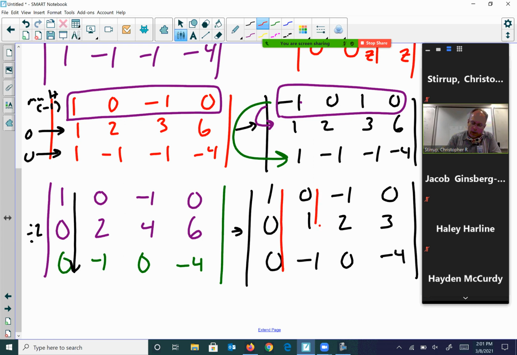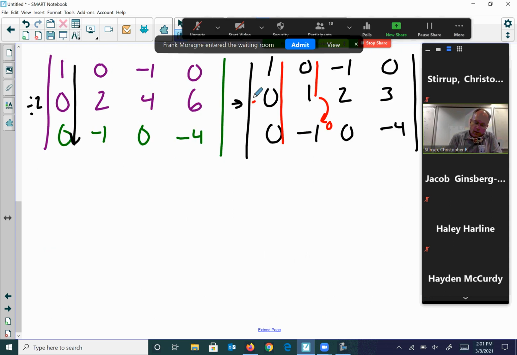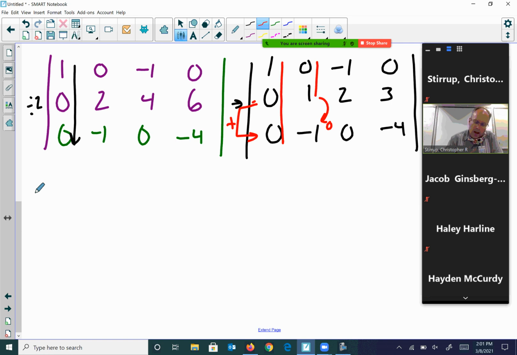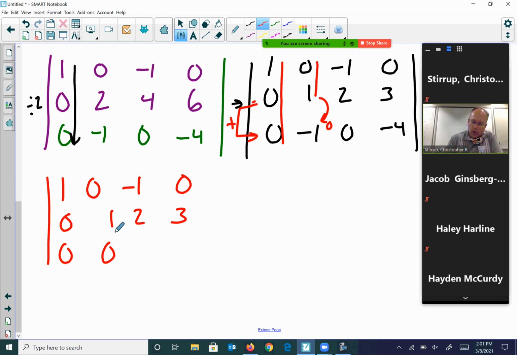I have 0, 1. I want this to become a 0 down here. So if I add the second row and that, the first row stays as is, 1, 0, negative 1, 0. The second row stays as is, 0, 1, 2, 3. 0 plus 0 is 0. 1 plus negative 1 is 0. 2 plus 0 is 2. 3 plus negative 4 is negative 1. So we're starting to look pretty good on this problem.